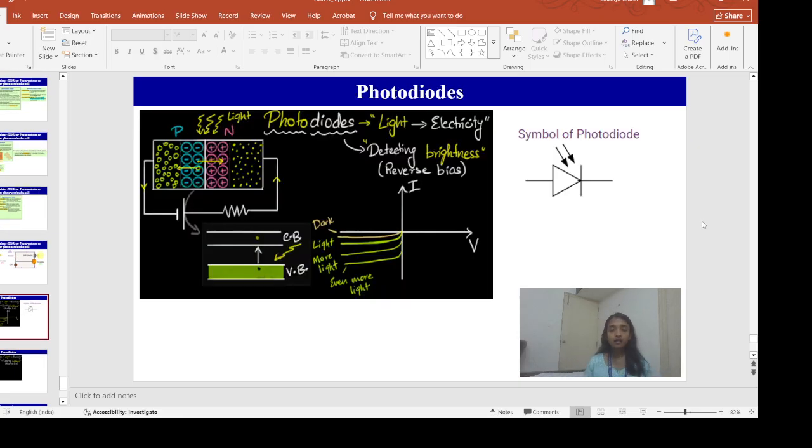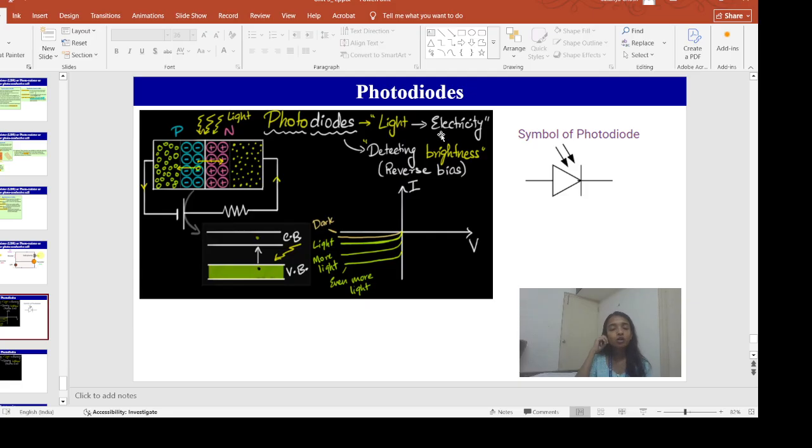Next we will discuss one important topic which is called the photodiode. So the photodiode will convert light energy into electricity. Now we have also previously discussed the solar cell. It also converts solar energy or light energy to electric energy.